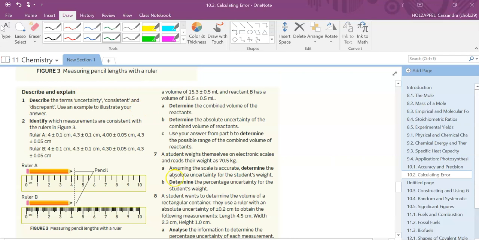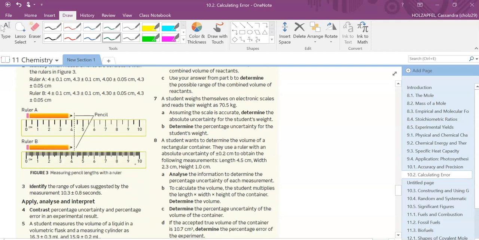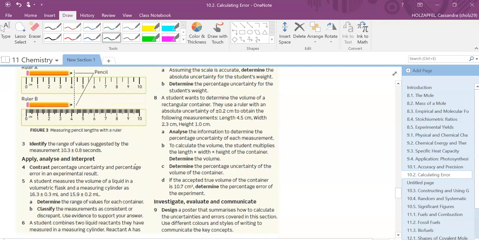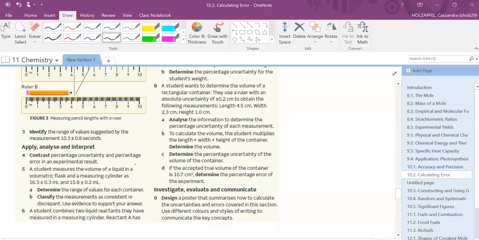So you guys can go ahead and do number 1 on your own. We've also gone ahead and done number 2, so you're doing ruler B on your own. Question 3, identify the ranges of values suggested by the measurements 10.3 plus or minus 0.8 seconds. Again, I think you can go ahead and do this one on your own, because you're only going to add or subtract 0.8 from your measured value.